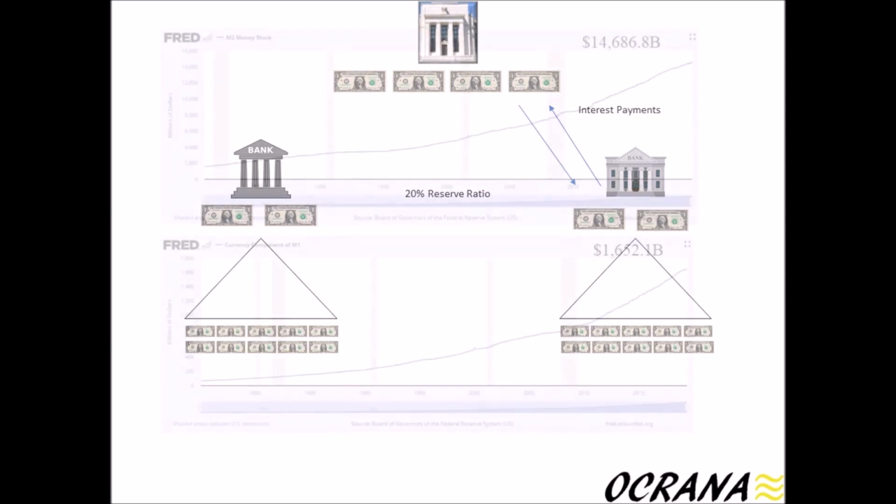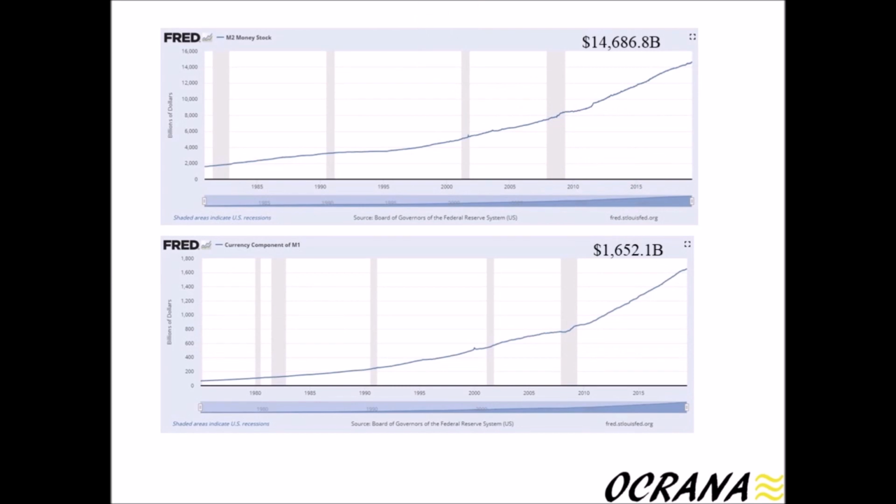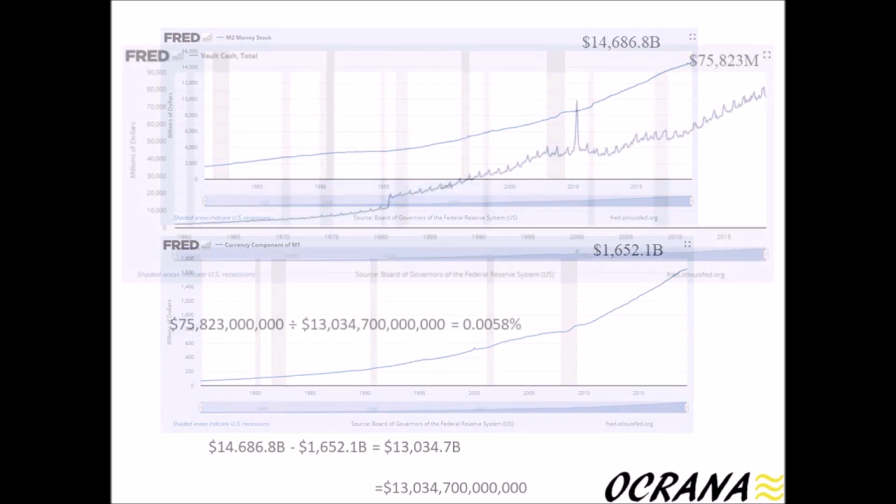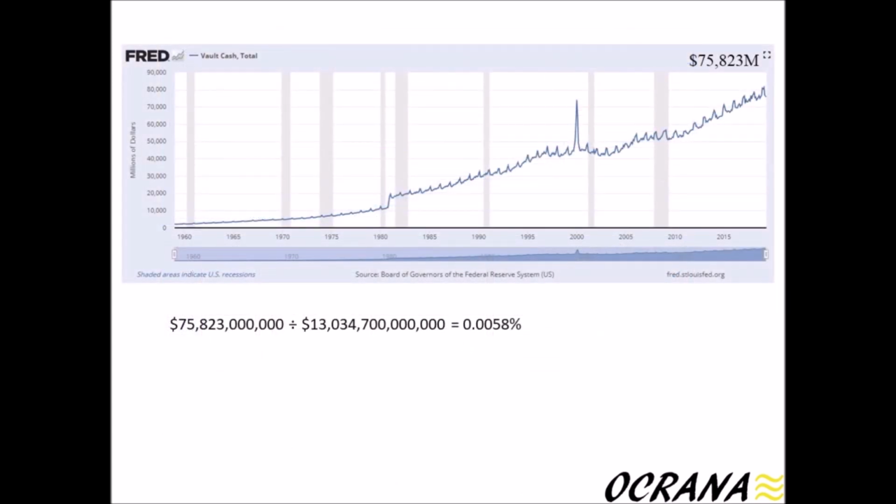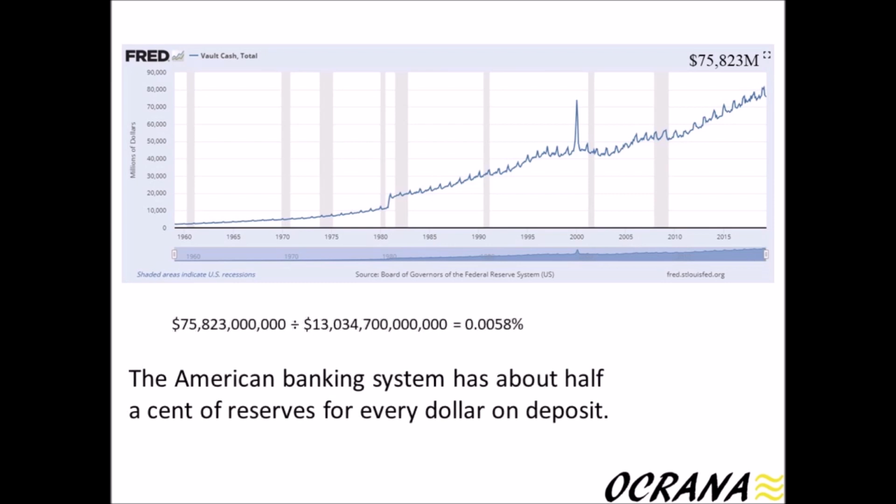In the United States, the M2 money supply sits just shy of $15 trillion. M2 is the broad money supply after fractional reserve lending. The chart below that one is the currency component of M1. That's the currency in circulation, less the money you'd have in your wallet or in cash registers. When we take one from the other, we're left with about $13 trillion. This is a little bit concerning because vault cash, which is the bank reserves in the United States, only sits at about $75 billion. This means that the American banking system has about half a cent of reserves for every dollar it has on deposit.